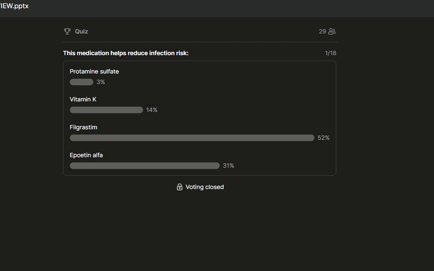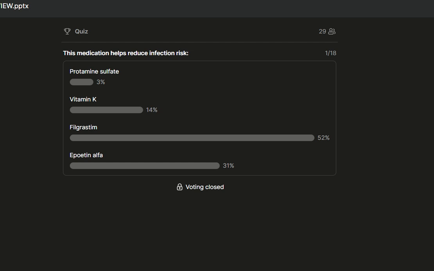Epoetin alpha. That sounds a lot like the word erythropoietin, which is a native hormone that we make. What does that hormone do? It tells the bone marrow to make more red blood cells. Do our red blood cells have anything to do with infection? No. Bam, that leaves me with filgrastim.